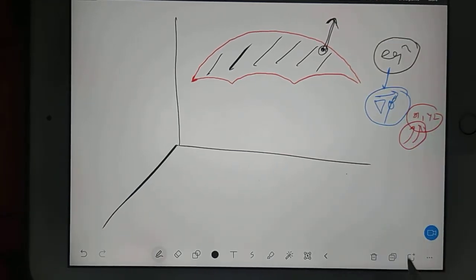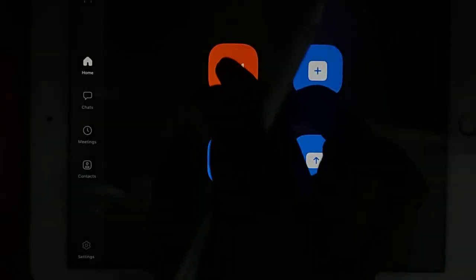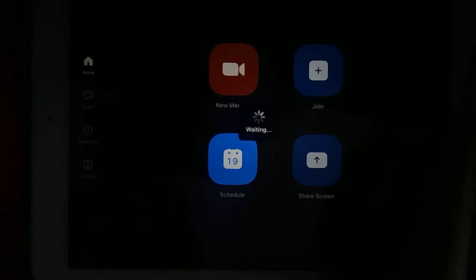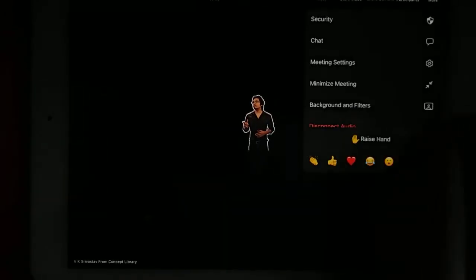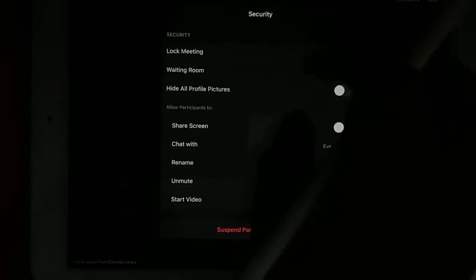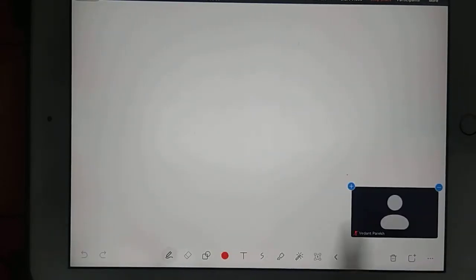Okay. So, actually, again, there is a problem. This is the beauty of not using the paid version of Zoom. Okay.